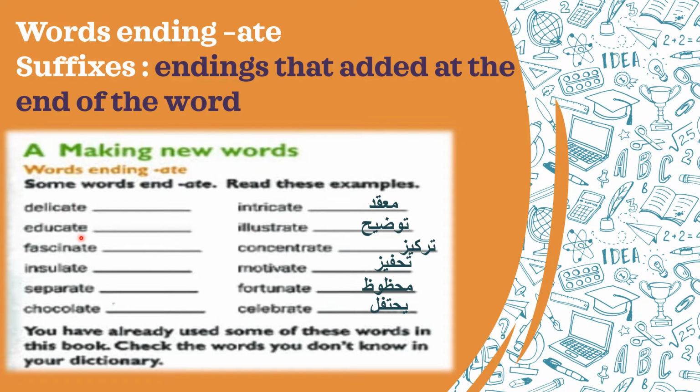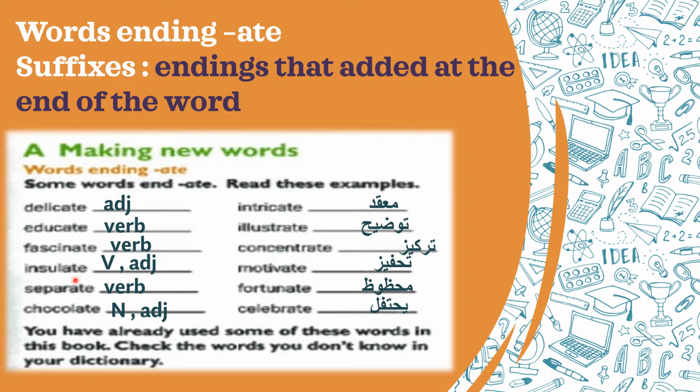educate, fascinate, insulate, separate, chocolate. Recognize these words. Delicate is an adjective, educate is a verb, fascinate is a verb, insulate and separate come as a verb or adjective. So we have words that end in "ate".